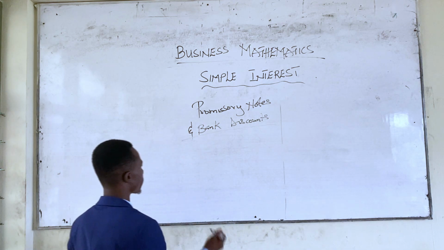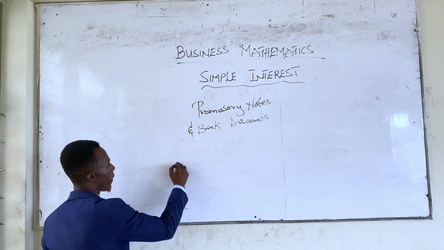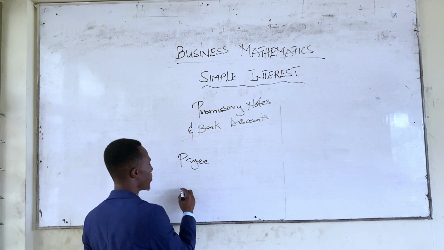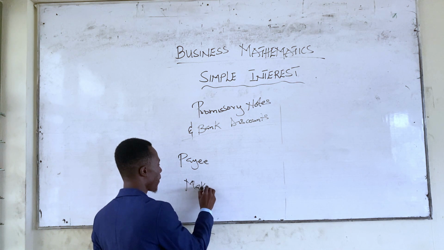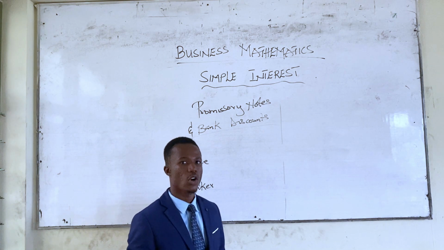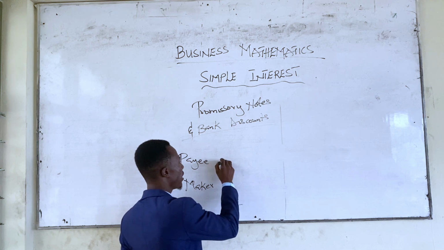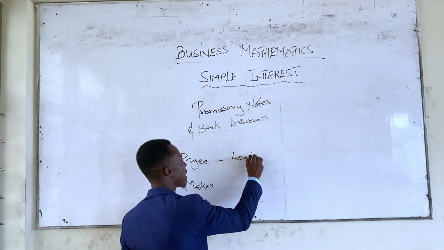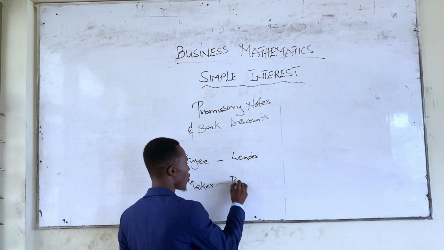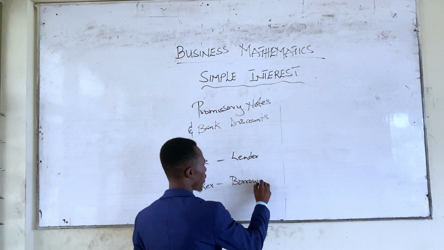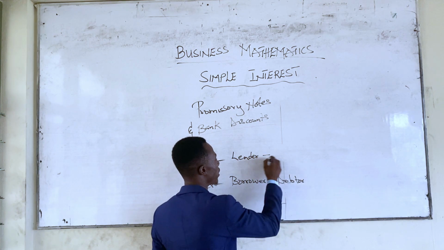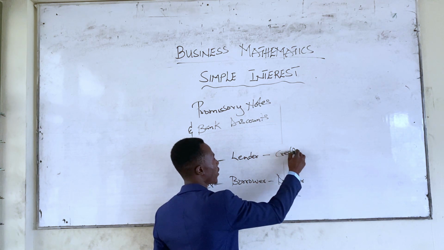Always we have two parties involved: the payee and the maker. The payee is the one who gave you the money, or the lender, the one who is lending the money. Then the maker here is the borrower. In other words, you can say debtor, and you can say creditor here.